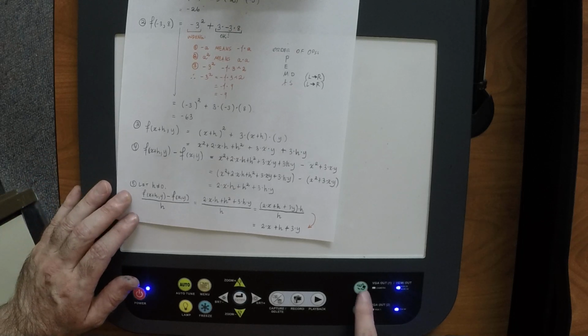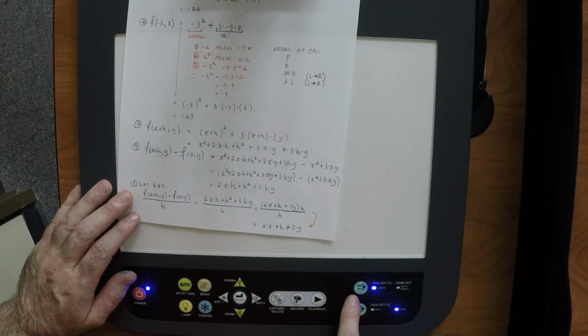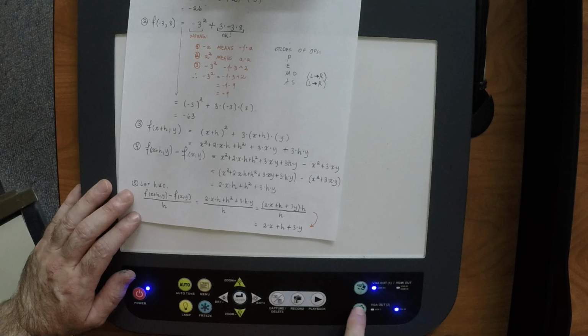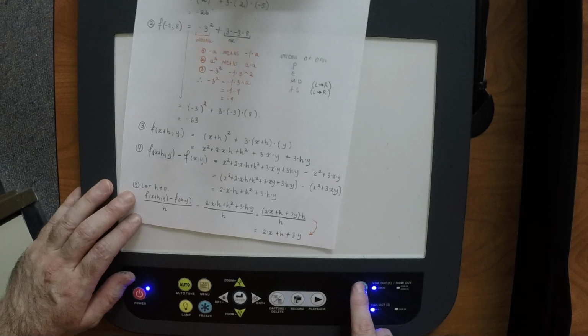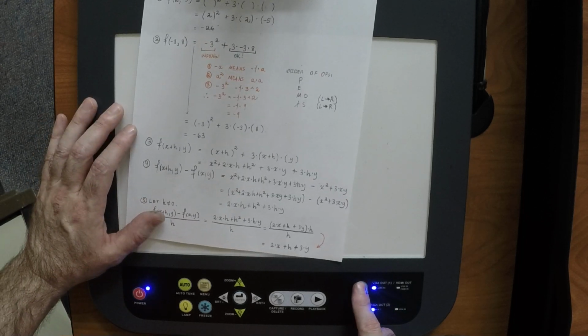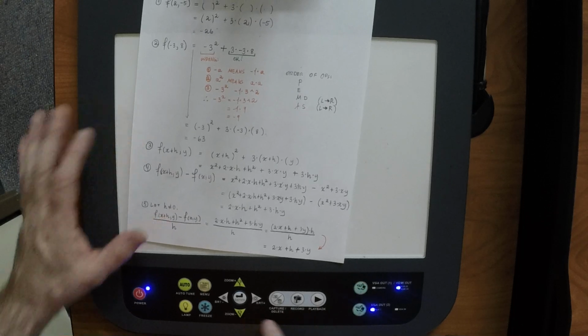I must have hit something here. Huh. And I'm going to turn it off.